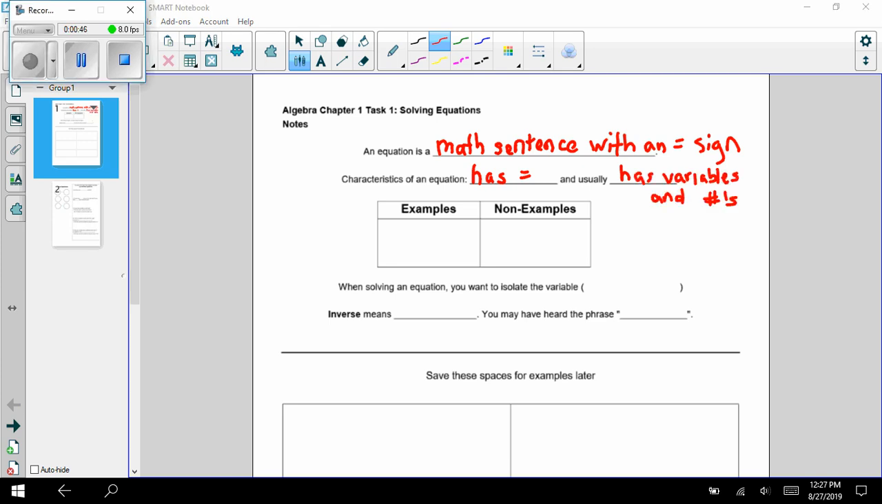Bear with the length of these blanks I gave you. They're a little bit shorter than my handwriting. So a couple examples would include 2x + 5 = 14. So we'll put that right here in the example box. Notice it has a variable, the x, and an equal sign. A non-example would be just 2x + 5. That would be an expression. It is not an equation because it does not have an equal sign.